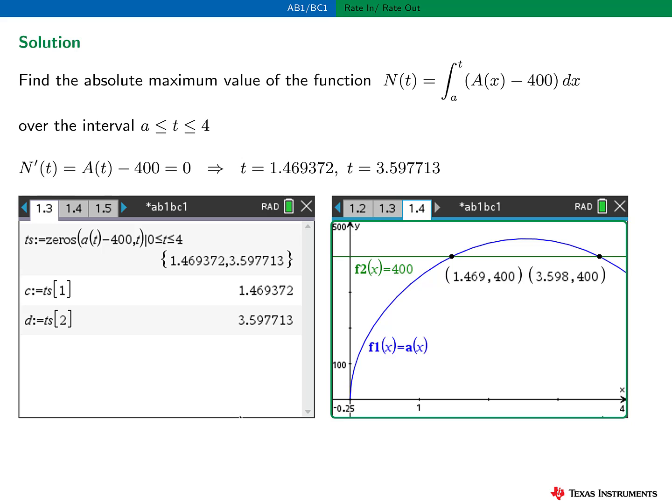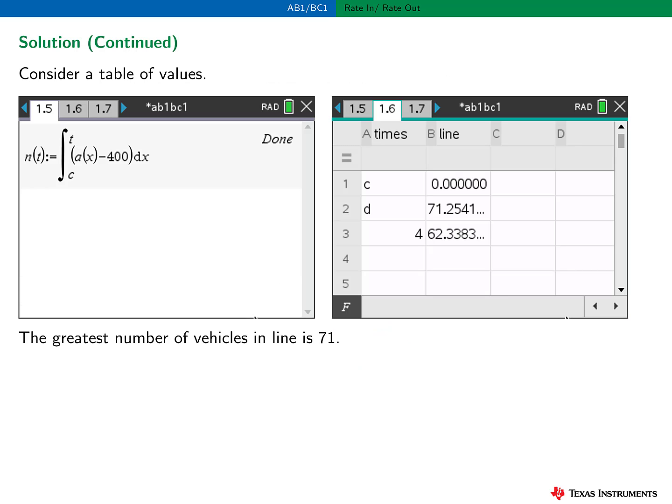Now, let's verify all of this with a table of values. So I will use a candidates test to find the absolute maximum value. Using technology, I first defined the function N. Then, on a lists and spreadsheet page, I evaluated N at the three values. Well, the two endpoints and t equal 3.598.